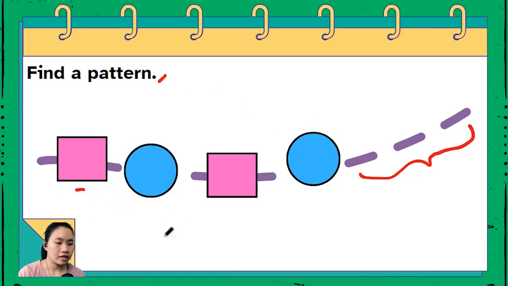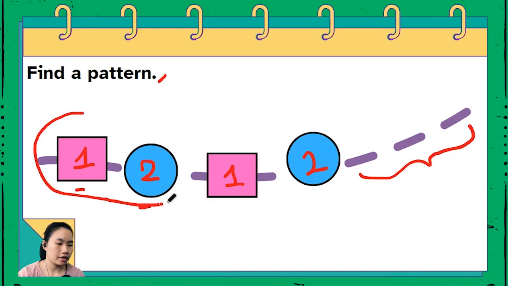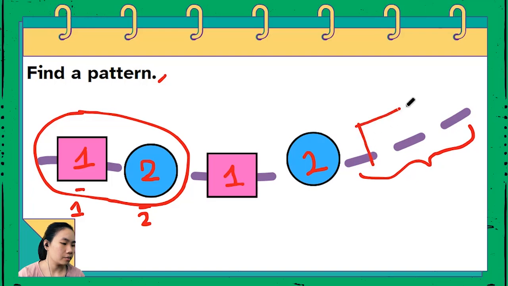We have a square. Let's mark it number 1. And then we have a circle. Let's mark it number 2. Square, once again. Let's mark it number 1. And then circle. So this is our pattern unit. Number 1 square, number 2 circle. 1, 2, 1, 2. Therefore, it would be square and then circle.